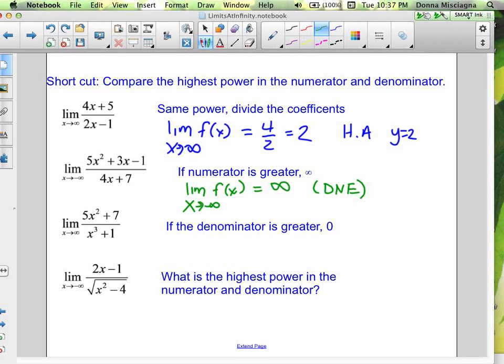And if the numerator has the smaller degree and the denominator has the larger degree, then the limit of your function as x approaches, in this case infinity, is going to be 0. And that's also going to be the horizontal asymptote.